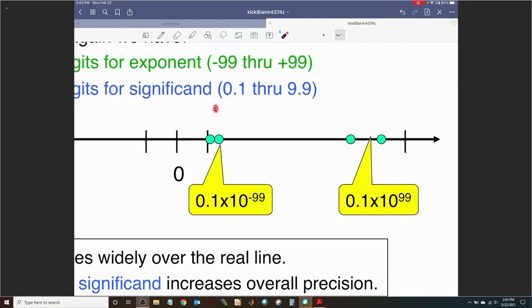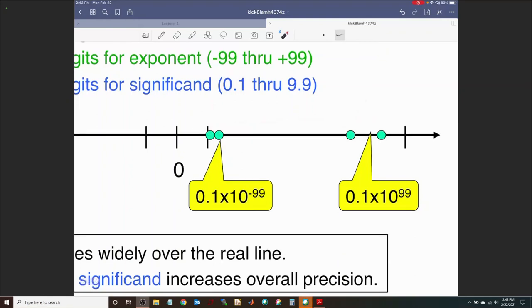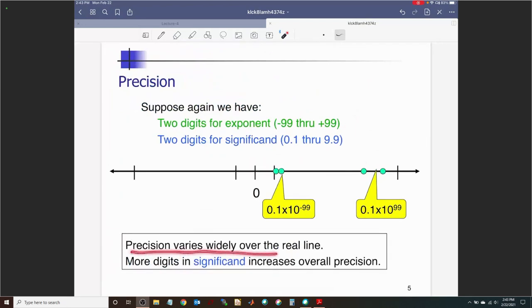But if you look at the precision, or the difference between the two adjacent numbers when you are looking at very small numbers, it is going to be very small. In this case, the difference is going to be 0.1 times 10 to the negative 99, right? What that means is precision is going to be a changing quantity. If you are looking to represent small numbers, you have a very precise representation. But if you go for very large numbers, then you may not have that same accuracy. In other words, precision is going to be varying over the real line.